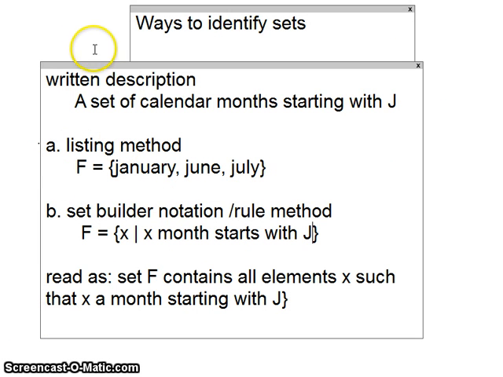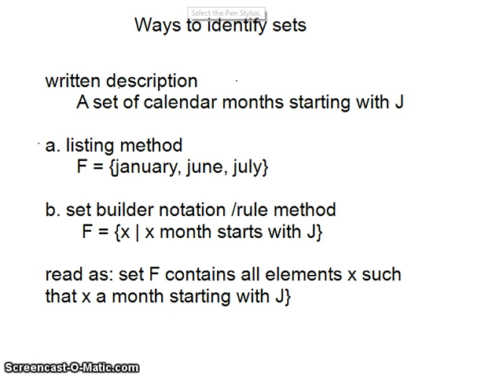There are different ways of identifying sets. This is an example of written description of a set: a set of calendar months starting with J. So we use the listing method. By listing method, we just list the elements. So what are those months starting with J? We have January, June, and July. So we just list those elements. So I call that set F.